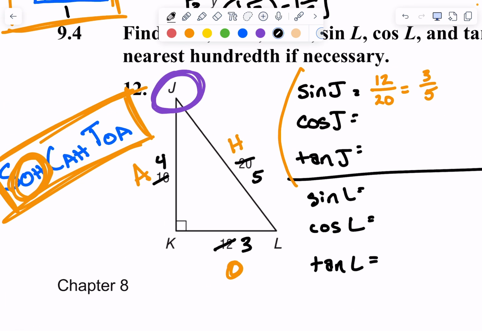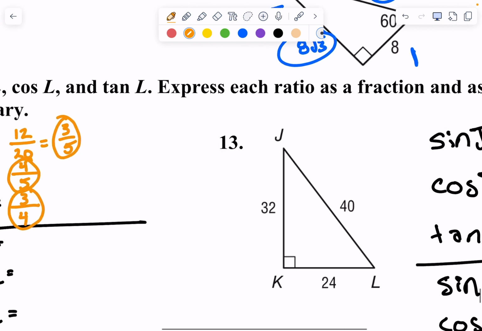Okay. Cosine. Cosine is CAH. A over H. So A goes on the top, H goes on the bottom. Which one is A? 4. H is 5. So cosine is 4/5. Okay? Tangent of J. Tangent is TOA. Which one's O? 3. And A is 4. So tangent is 3/4.